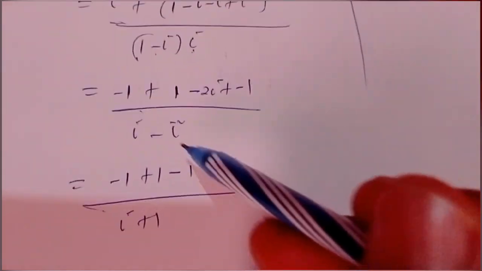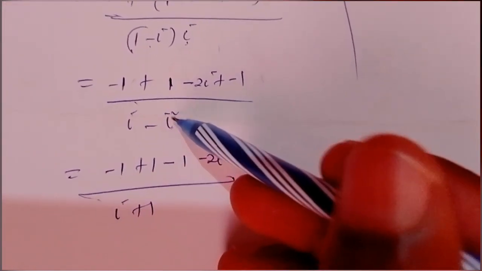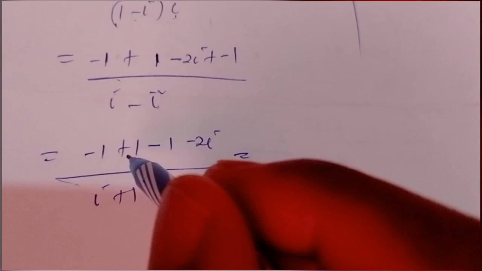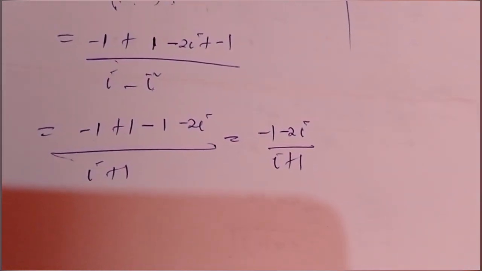Remember, i squared is equal to negative 1. So negative 1 minus 1 is positive 1. Then now you have negative 1 plus 1 minus 1 is minus 1, minus 2i over i plus 1. Are we there?